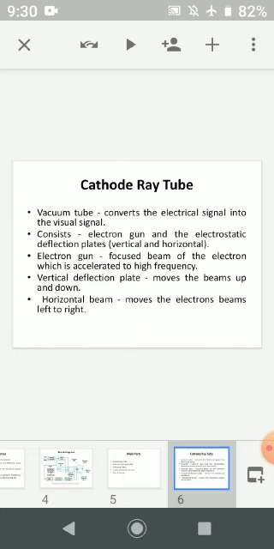The cathode ray tube mainly contains an electron gun and the electrostatic deflection plates. Both the vertical and horizontal plates will be there. The electron gun produces a focused beam of electrons which is accelerated to high velocity. The vertical deflection plate moves the beam up and down, and the horizontal plate moves the electron beam left to right. These movements are independent of each other, and hence the beam may be positioned anywhere on the screen.